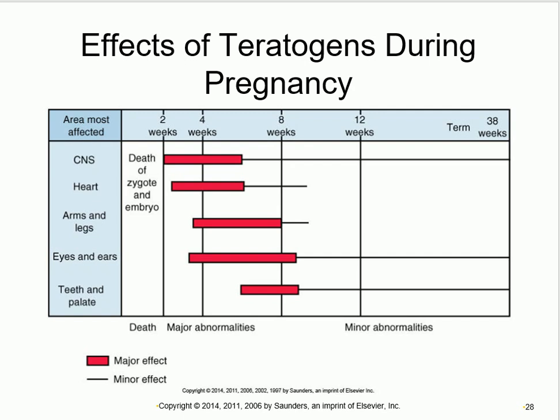If it is early, the zygote will die completely, death. After that, you will have abnormalities, not death, but you'll have abnormalities. After that, like after 3 months, the 4th, 5th, 6th month, anything after, you will have minor abnormalities. So the early exposure is the worst of all.